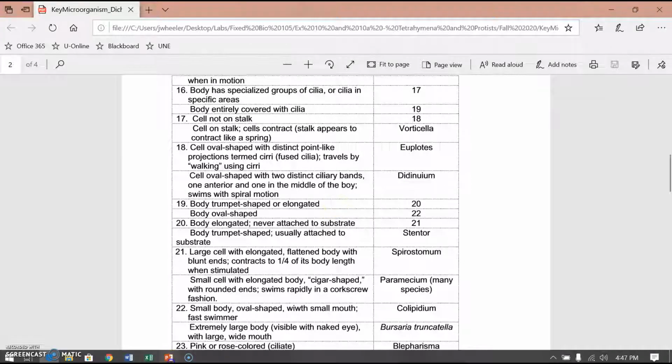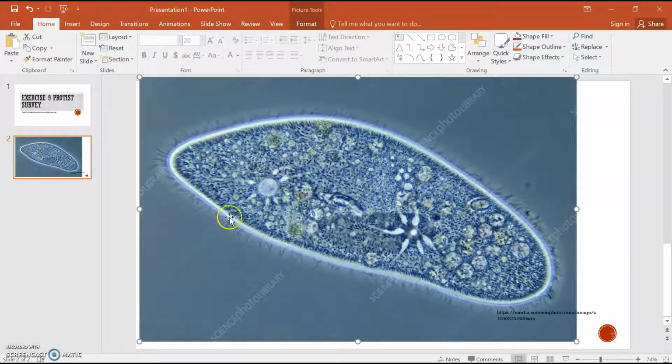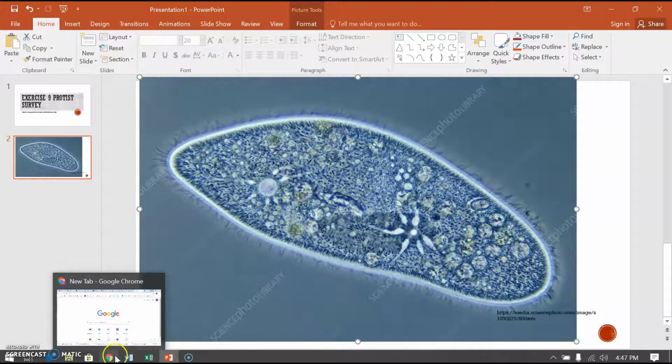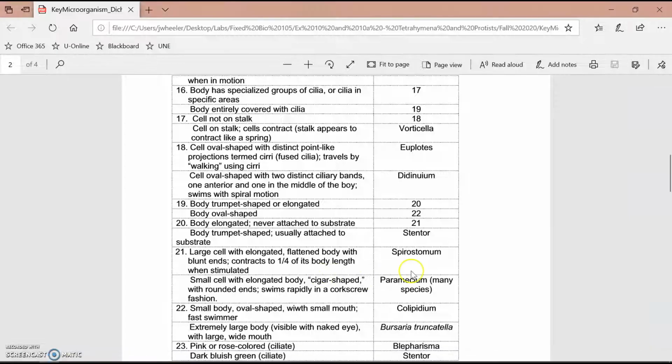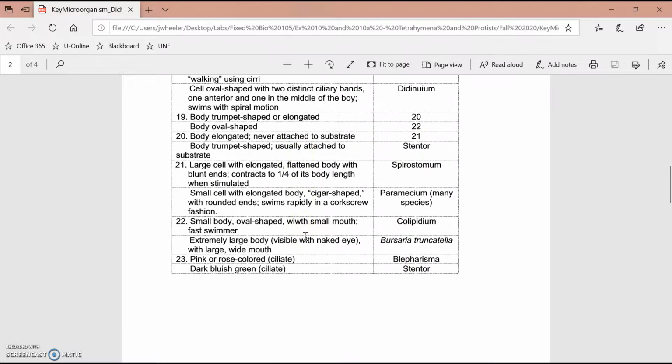So we go back to our picture, and this is an elongated shape, it is not really oval. It's not trumpet shaped, but if we look at the way our question is set up, trumpet shape or elongated, it fits into that one. So we go down to 20. Is the body elongated, never attached to a substrate, or is it trumpet shaped, usually attached to a substrate? This critter is elongated and it swims around quite rapidly, so we would go down to number 21.